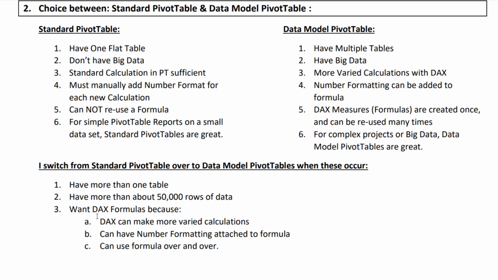Now, from the PDF notes, I think of when to switch from a standard pivot table over to a data model pivot table when any of these occur. We have more than one table, data model. More than about 50,000 rows of data, data model pivot table. Or we want DAX formulas because we could make more varied calculations. And although this seems simple, we can attach number formatting to a formula. Now, lots of you who have created pivot tables know if we use a sales column over and over, every single time we have to add number formatting, not with DAX. And of course, we can use whatever formula we create with DAX over and over.